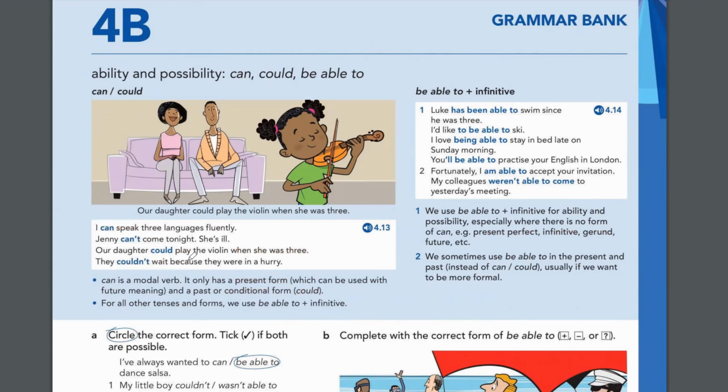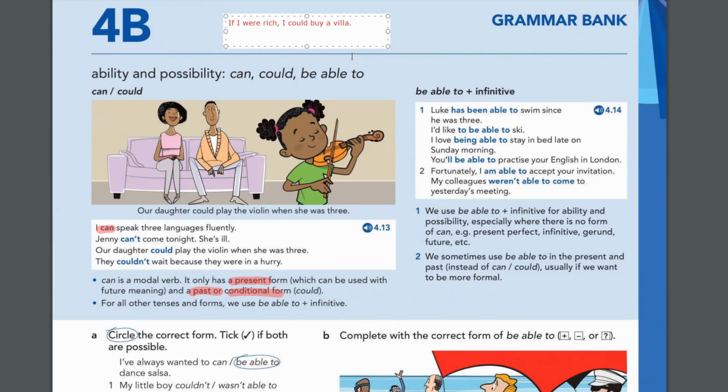So the main difference is that can is limited when it comes to the variety of tenses. In other words, we can only use it in present form and past form. For the conditional form, when we use conditionals, we use the second conditional. If I were rich, for example, I could buy a villa. I could buy a villa if I were rich.